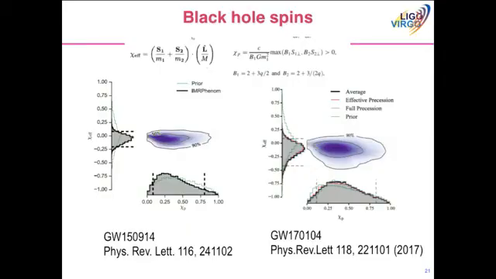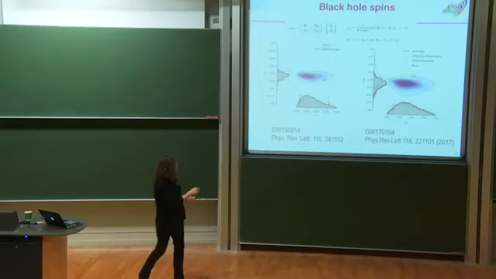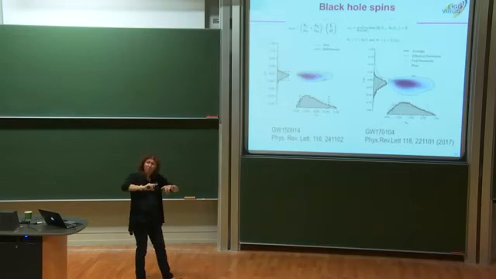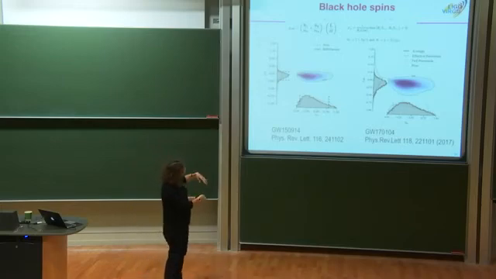The January event that we just published is also quite interesting. If you look at spin, here is a projection, again, of the effective spin along the angular momentum direction, and this is what we call the precession spin. This is projected over the orbit, and that would determine the precession of the orbit.